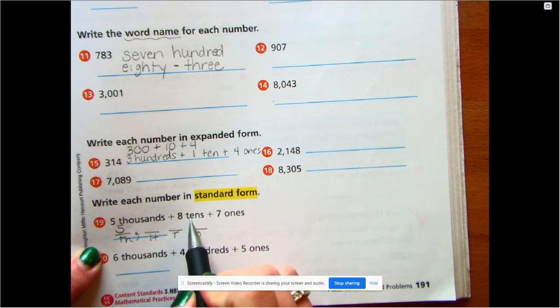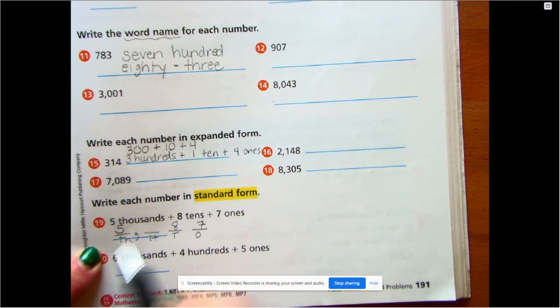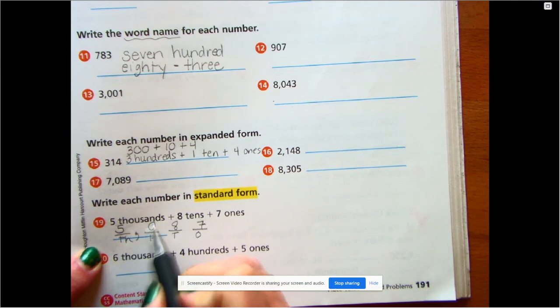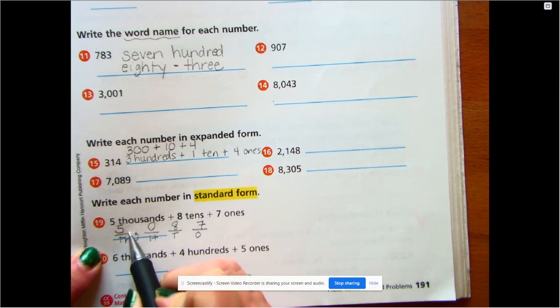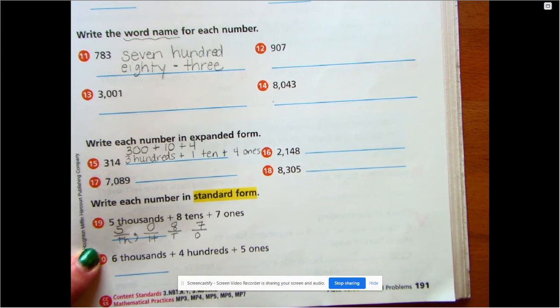I have 8 tens and I have 7 ones. Something's missing. I need to hold that place with the 0 when it's in between other numbers. Okay, if it's at the very beginning, I don't have to do it. But when it's in between other numbers, we need to show that we don't have any.